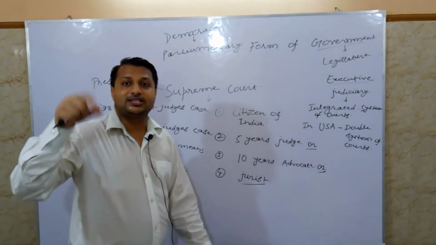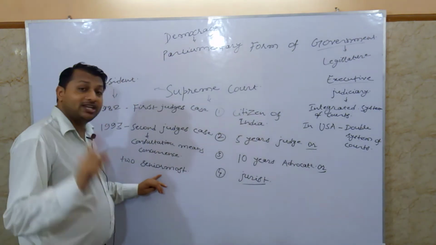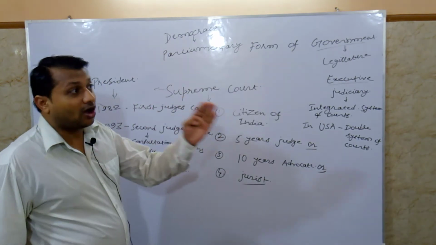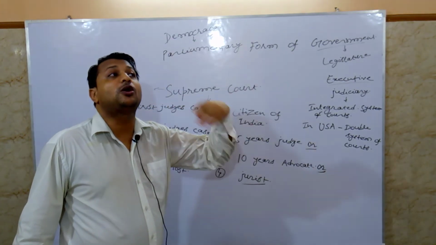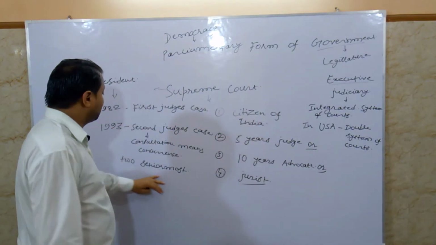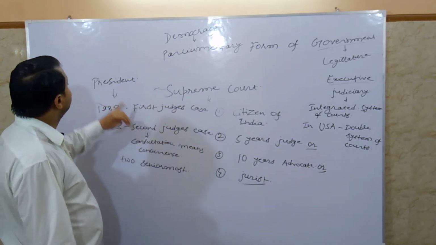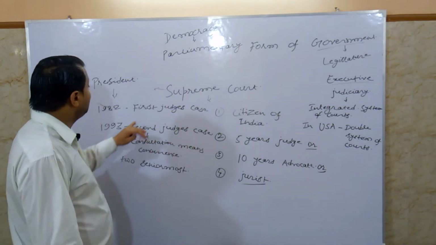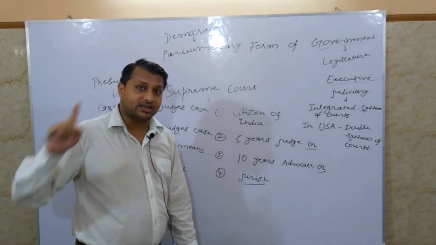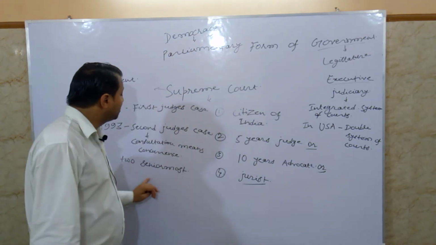Naturally the retirement age is 65, so we keep aside retirement age. Seniority here means not age wise, but according to how many days, months or years they have served in the Supreme Court. So in 1993, in the second judge's case, they reversed the earlier ruling and said that the judges of the Supreme Court and the High Court will be appointed by the Chief Justice of India after consulting two of his senior most colleagues.